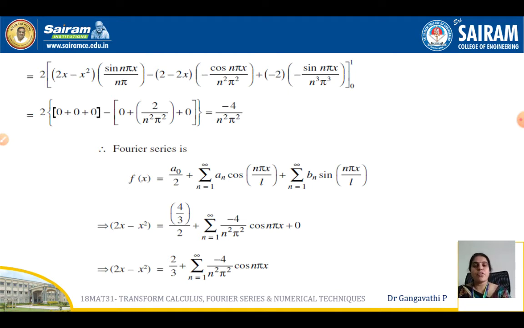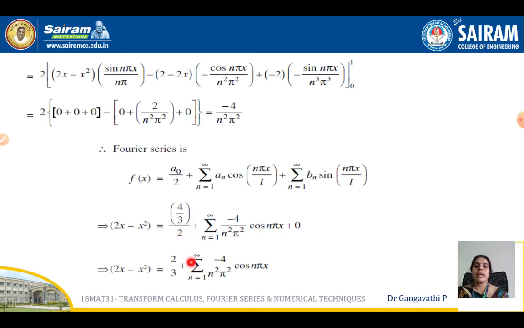Once we substitute the upper limit minus the lower limit, we get 0 everywhere with the sine terms, and for the lower limit, where x is 0, we get only one term. The final answer for an is minus 4 by n square pi square. You have to work it out and check whether you get this answer. Now, since we have evaluated a0 and an, we have to substitute them in the main Fourier series expansion. This is the Fourier series expansion: f of x is 2x minus x square, with a0 value 4 by 3 and an as this.